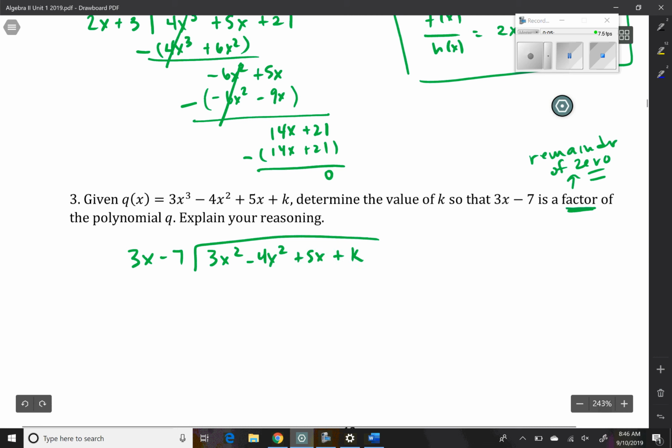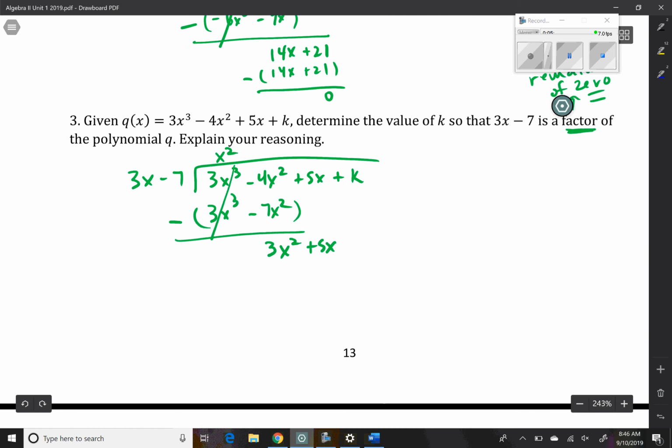And I'm going to do everything exactly like I normally would do for a long division problem. I'm just going to have some thinking to do at the bottom. So I make 3x cubed. I would multiply that by x squared. I'll make 3x cubed minus 7x squared. Remember, it's subtraction. These cancel. 4 minus negative 7 becomes positive 3, and bring down the 5x. To make 3x squared, we're just going to put in an x minus 7x.